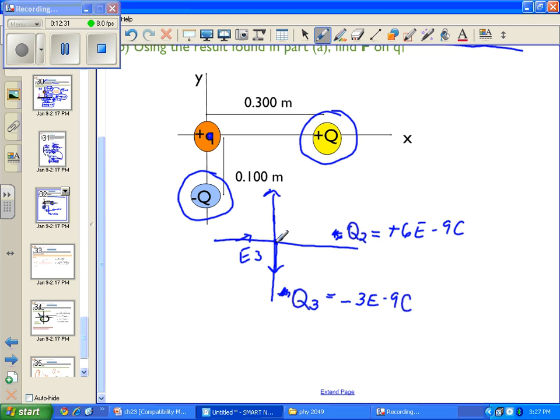Well, because Q2 is positive, this proton is going to feel repulsed by Q2, so let me put my little vector there for E3, and therefore it will feel a force away from Q2. That then determines the direction of the electric field at the origin due to Q2 as a source charge. Any other charges there that could be source charges?